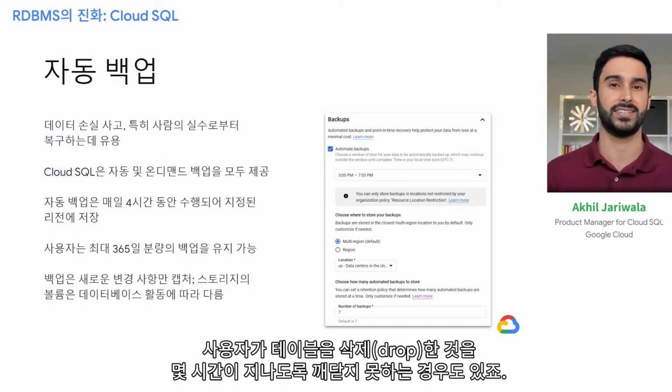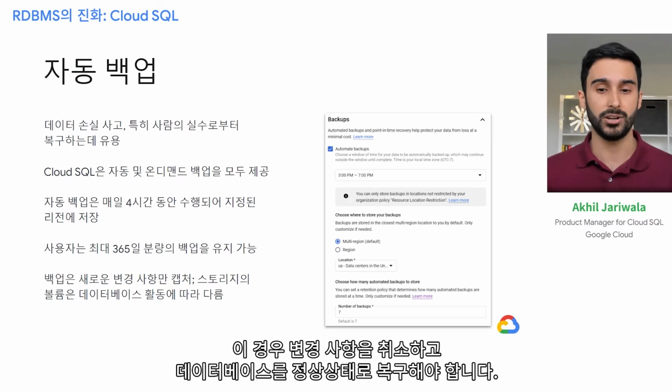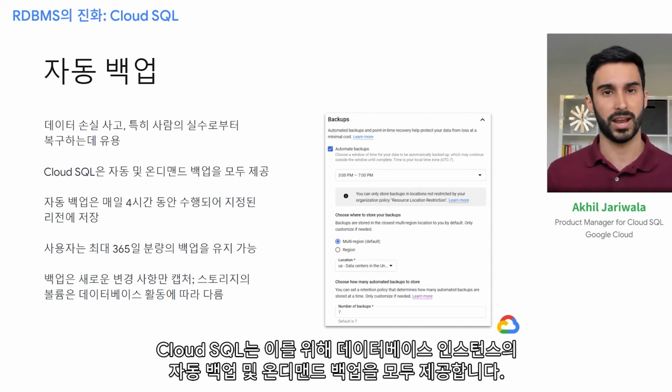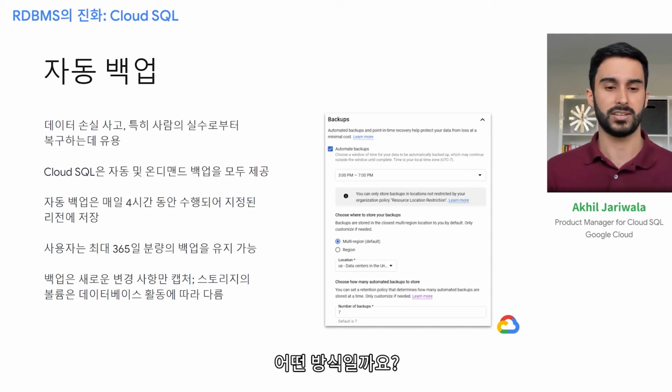Perhaps a user accidentally drops a table and doesn't realize it until hours later. In that case, we need to undo the change and recover the database back to normal. Cloud SQL offers both automated and on-demand backups of the data on the database instance taken at a point in time. So how does this work?